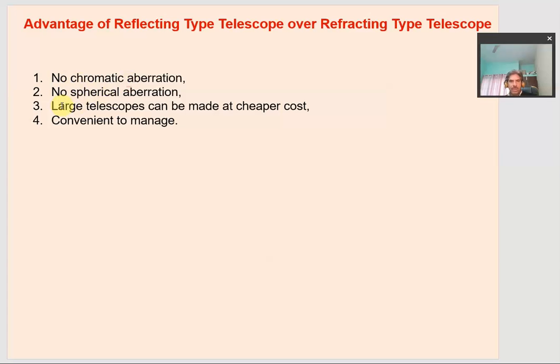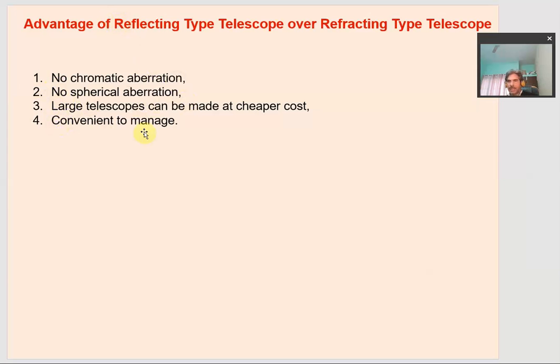Also, large telescopes are required in order to see even a very faint object. For that, we have to keep the size of the objective lens very large, because the objective lens has to collect the light. Due to that, the construction of the telescope becomes very costly. Whereas in case of a reflecting type telescope, it is not the case. They are comparatively cheaper, and large ones can be made because they are also convenient to manage.